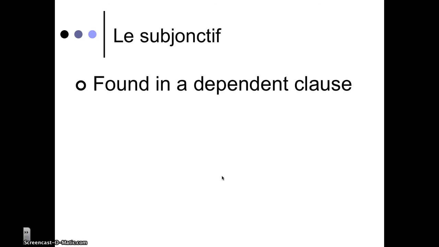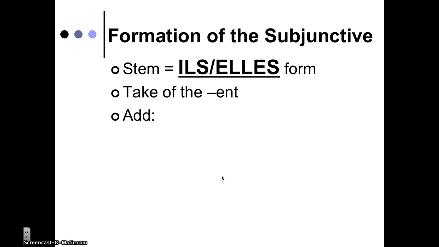All right, so the important thing about the subjunctive is it's found in a dependent clause, which means there's an independent clause attached to it. So you're going to see this word que, meaning that, and your sentence is going to end up with two subjects. We'll see that in a little bit. But let's talk about formation. That's the main focus for us right now, figuring out how we make the subjunctive.